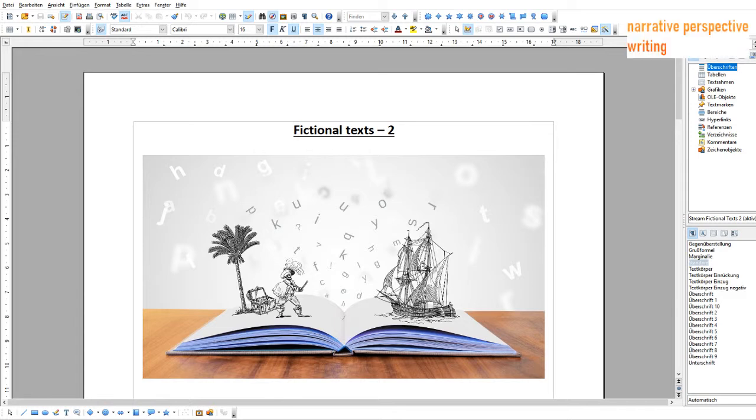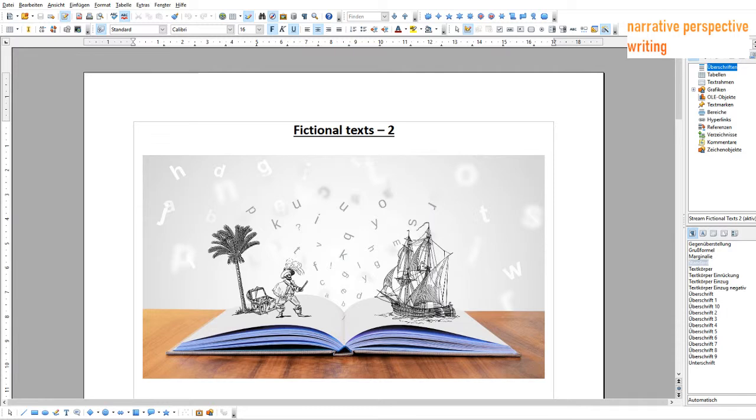As I said, we will start with getting to know a little bit more about fictional texts. First, we'll start with narrative perspective. So we will talk about what narrative perspective is and what narrative perspectives there are. And then you will go on with some writing or some thinking about what you could write.